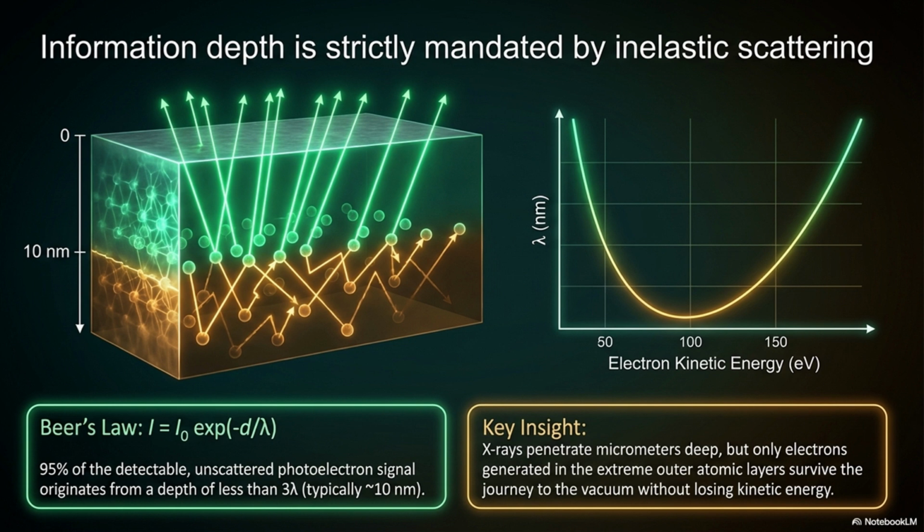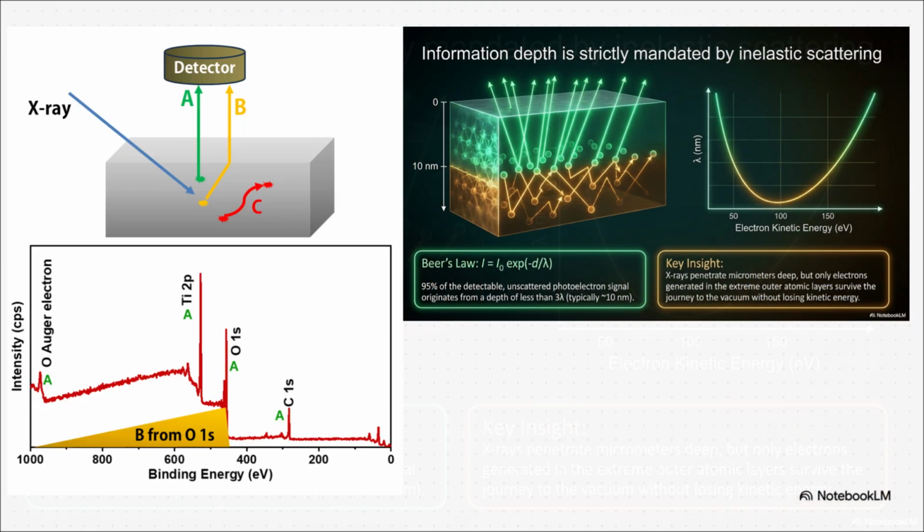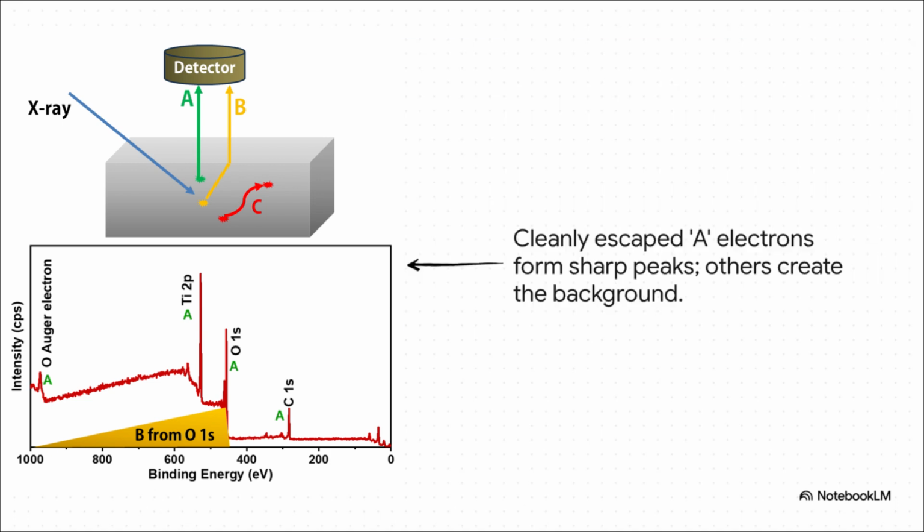energy. And now, if you look at how this translates into a spectrum, it all makes sense. Those A electrons, the ones that made a clean getaway, they create those sharp, tall peaks. That's our useful data. The B electrons, the ones that lost some energy, they create that rising, stepped background you see. And the C electrons, well, they never made it out, so they're nowhere to be found on our chart. And that is the fundamental reason why XPS is a surface technique. The only clean, useful information we get is from those top few layers of atoms.